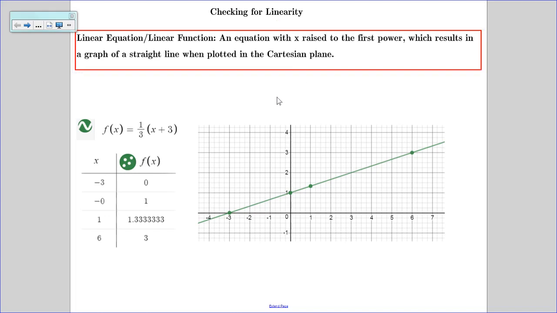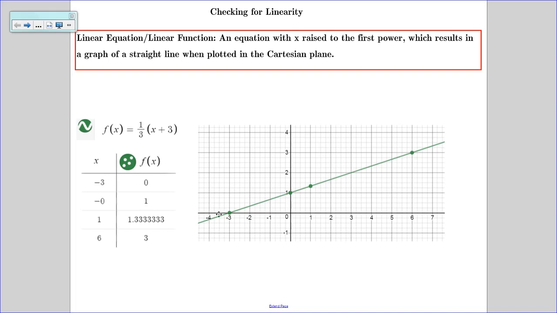So we're looking at a linear function, sometimes referred to as a linear equation. A linear function has an equation with x raised to the first power, which results in the graph of a straight line when plotted in the Cartesian plane.